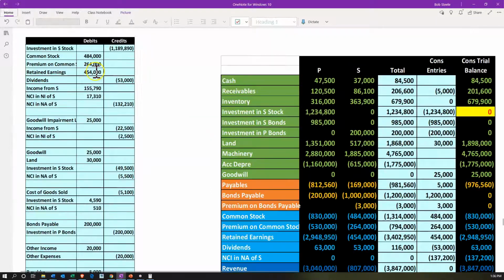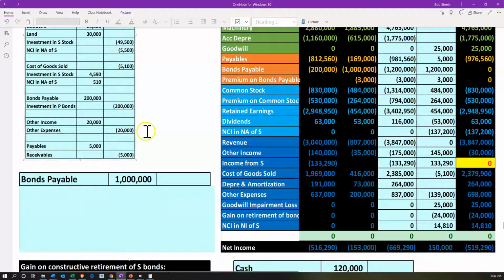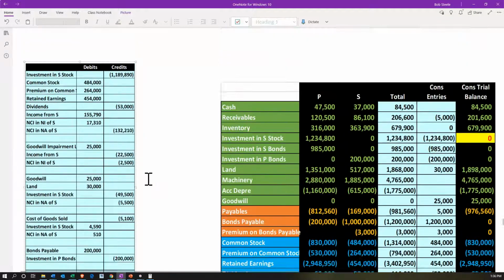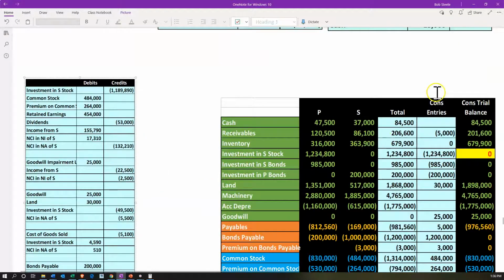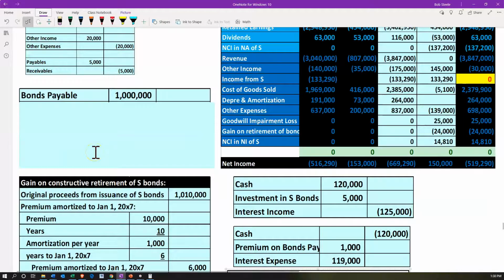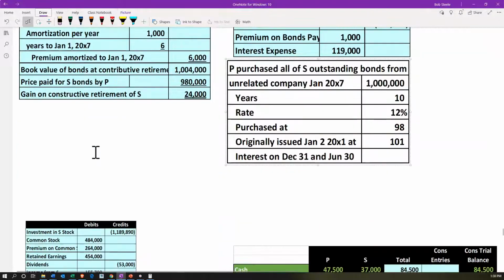Next transaction. Here is what we have done so far, including the last 3 transactions, and this is the transactions up until and through the current transactions. Those will be included in this consolidation column. We're now going to be looking at the other bond transaction. It's a bit more complex transaction because this one was purchased from that third party. So this is the one where P purchased all of S's outstanding bonds from an unrelated company.